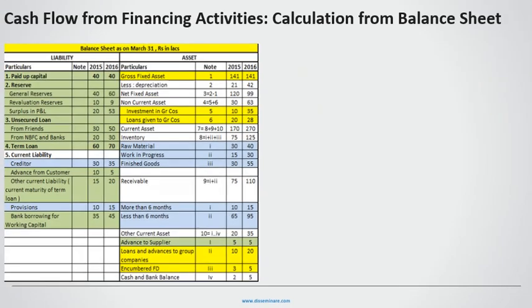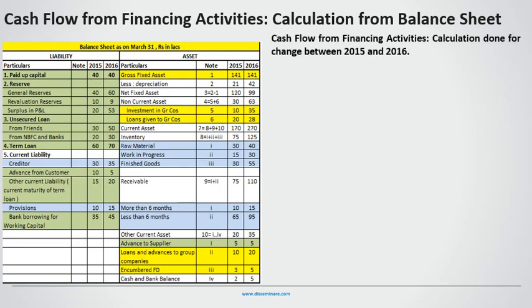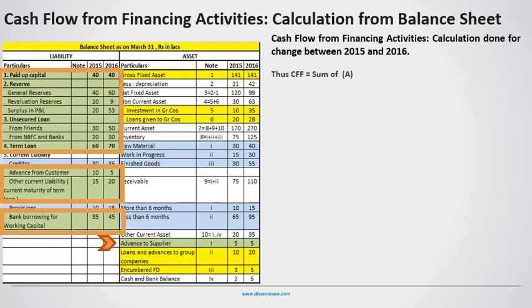We shall now look at the method of calculation of the cash flow from financing activities, or CFF. In cash flow from financing activities, the calculation is done for the change between 2015 and 2016 in our example. Thus CFF is calculated as the sum of all the highlighted items in the liability side of the balance sheet, minus the items highlighted in the asset side of the balance sheet.